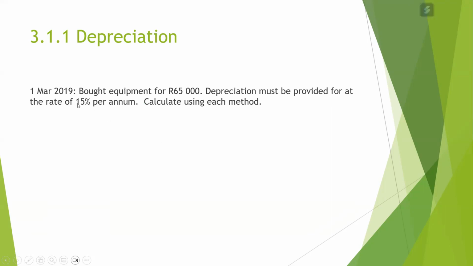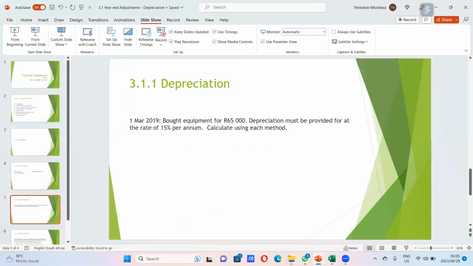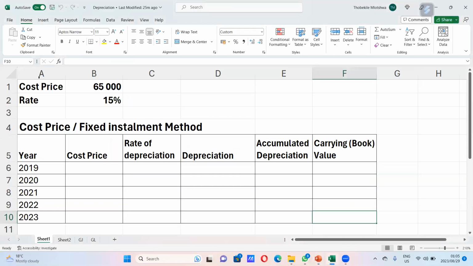That's 15. It ranges from 15%, 20%, 10%, depending. You can even get it for 25%. So let's go and let's work it out now. So the cost price is 65,000 and the rate is 15%. Let's start with the first method, which is the cost price and fixed installment method. This is the easiest actually.